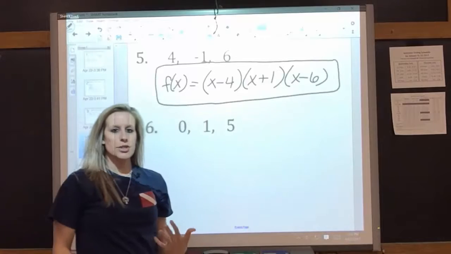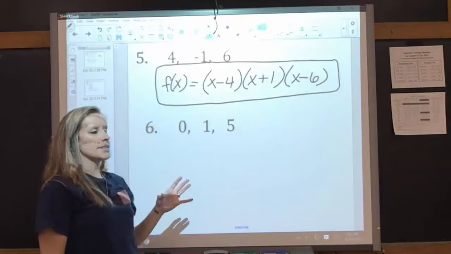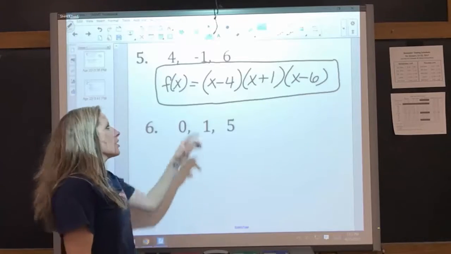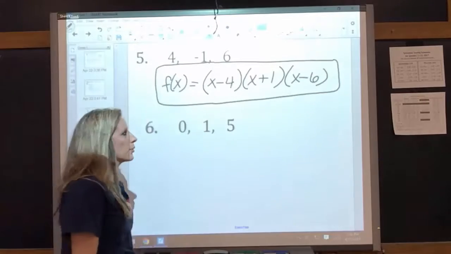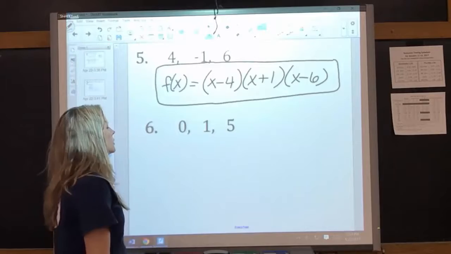Like I said, the reason we do the opposite is because we're trying to get it to equal 0. So if we were to plug in 6, 6 minus 6 is 0. So that's why we do the opposite.